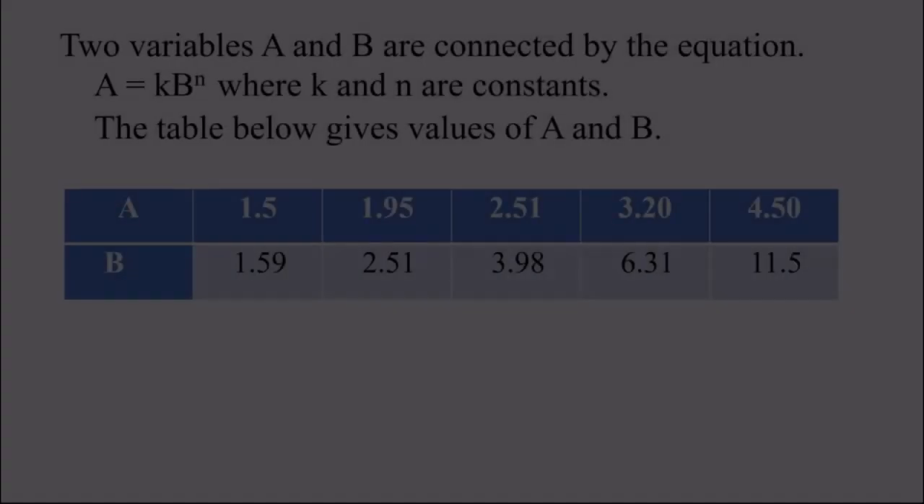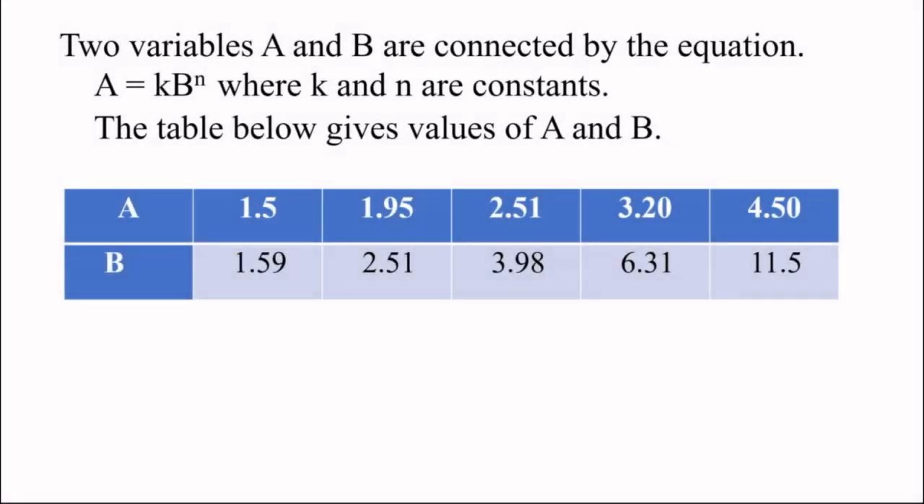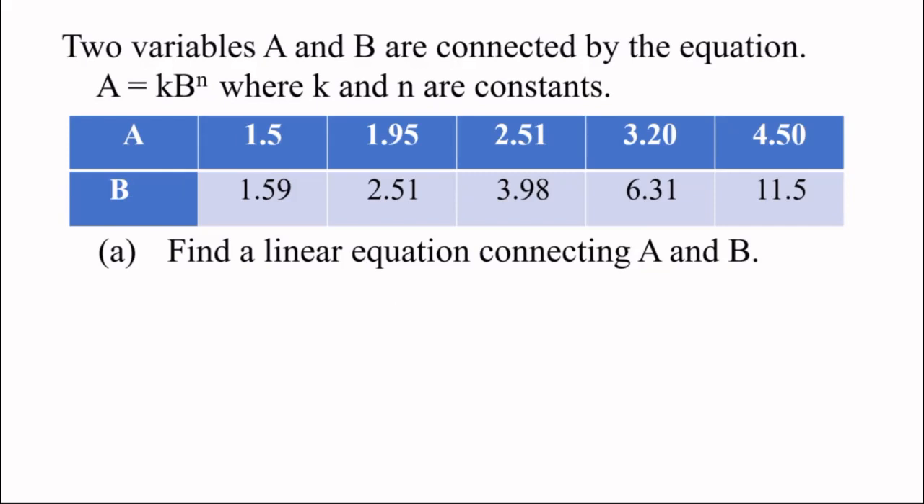So we have the question here. It says two variables a and b are connected by the equation a equals k b raised to n, where k and n are constants. The table below gives the values of a and b. So we have the values of a and b, those are the corresponding values. So the question is, find a linear equation connecting a and b.